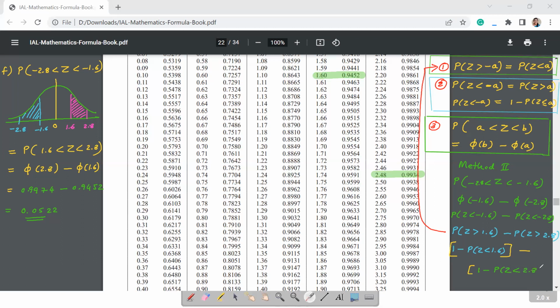I think this is a little bit longer compared with what I did before. The first method was very straightforward. But here I'm using these rules. I'm not even drawing a diagram. I'm using the rules that I know to get the area. So you can use these rules and you don't even need a diagram, but it's entirely up to you. So now you can use the values. We have here 1 minus the probability Z is less than 1.6. Where is 1.6? That's 0.9452.